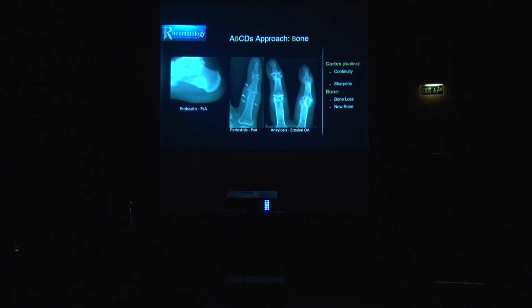And this is ankylosis. When the joint cartilage is completely destroyed, there is no joint space at all, and there will be bony bridging between the two bones. So this is again bony bridging. This is another example of new bone formation.